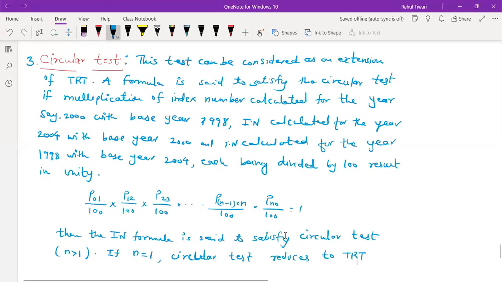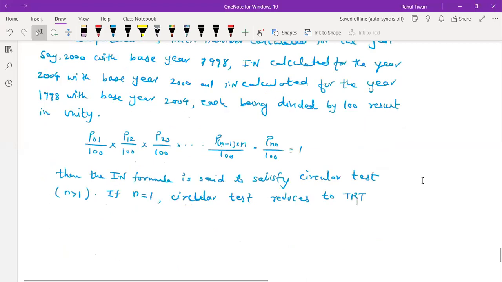So this is the theory part. See what is the meaning of this particular circular test? To understand this, I will take a very simple example. Suppose I have two years, let me say 2000 and 1990. We want to check whether this is the current year, and this is called the base year. Current means 1, base means 0.